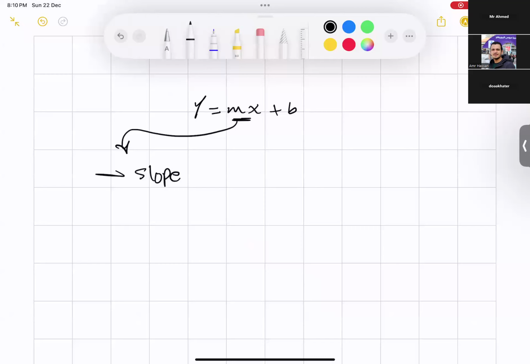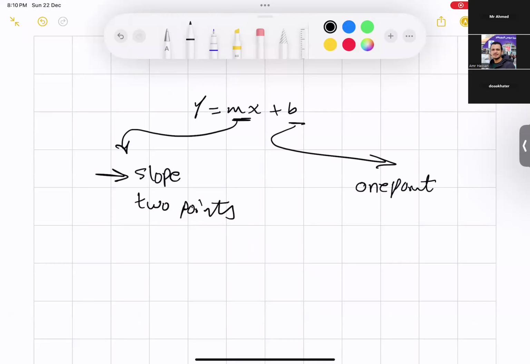And if you want to get the slope, you need a couple of points to be able to get it, right? And this one is the y-intercept, for which you need only one point. Did you get it? Yeah.